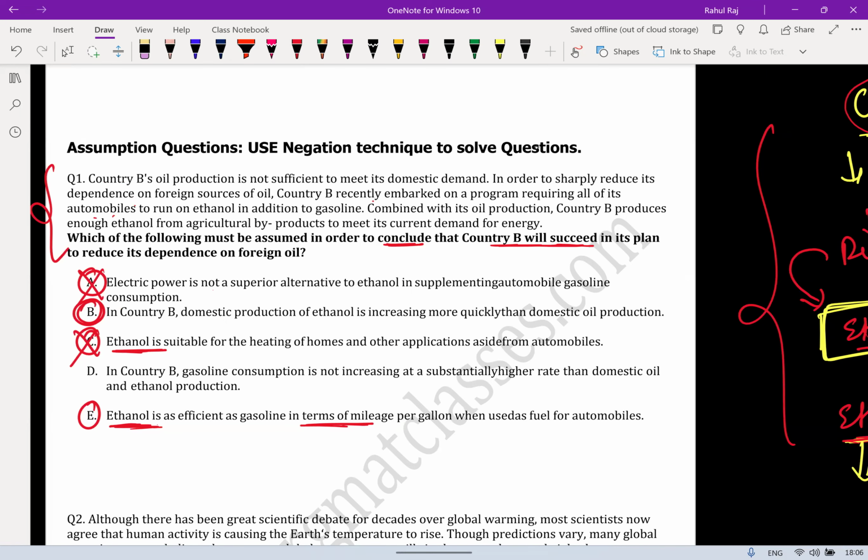Anyone, any problem? Anyone want to discuss C and E? Please tell. Any discussions on option C and E? Anyone? Clear? Could you repeat once more?